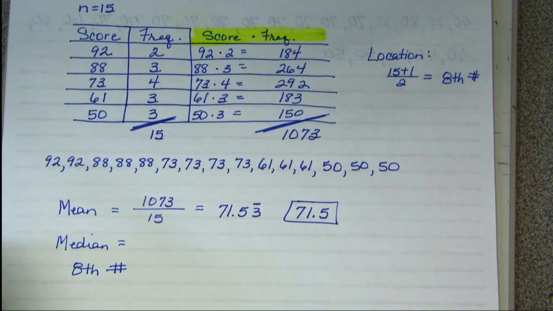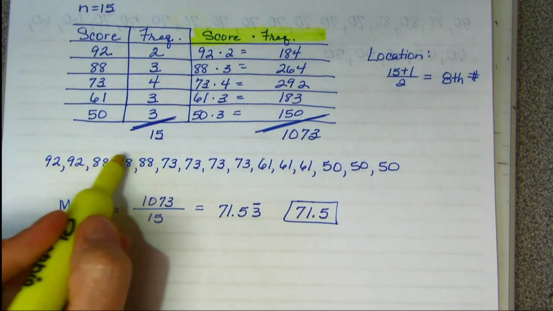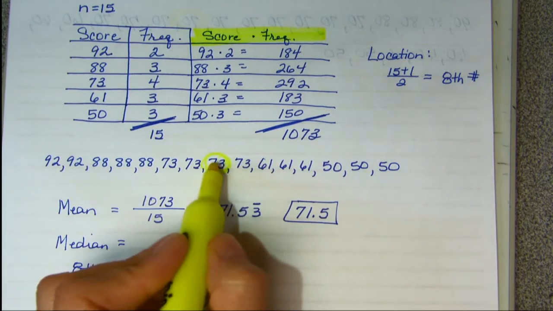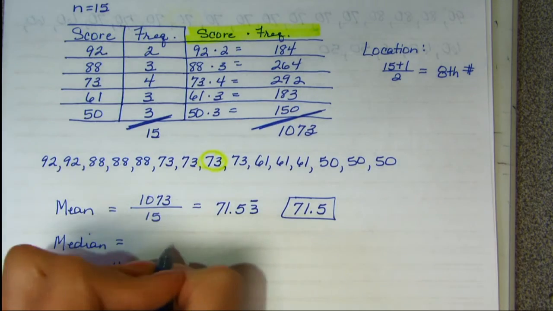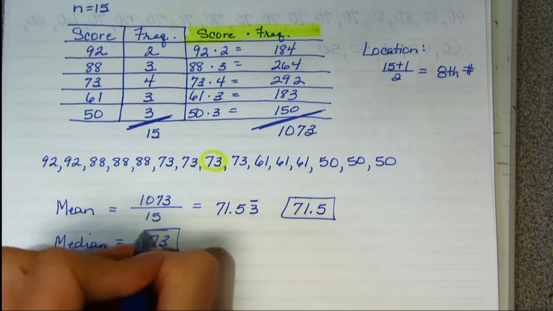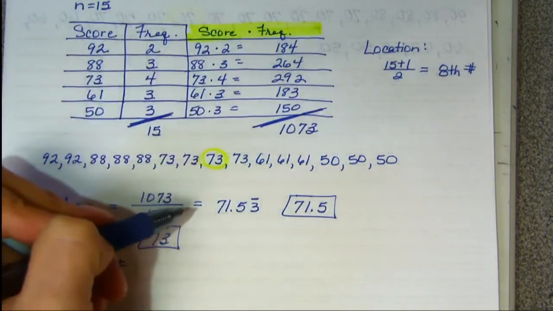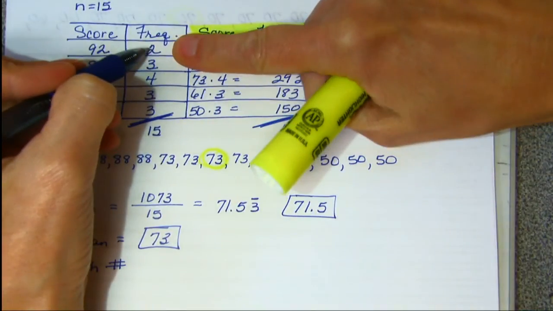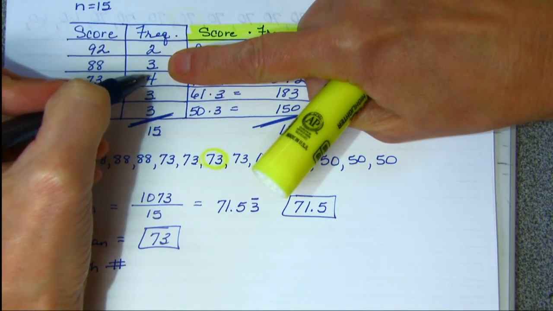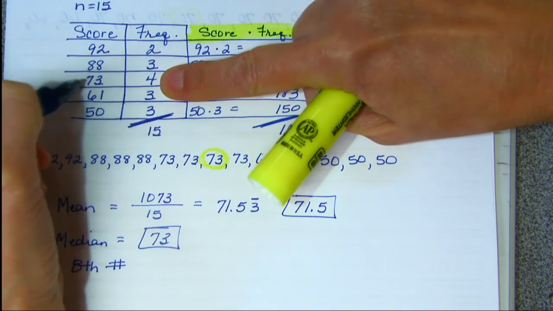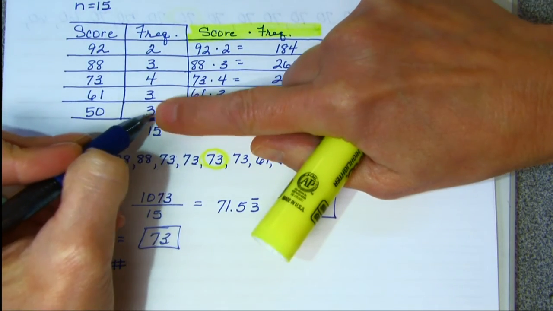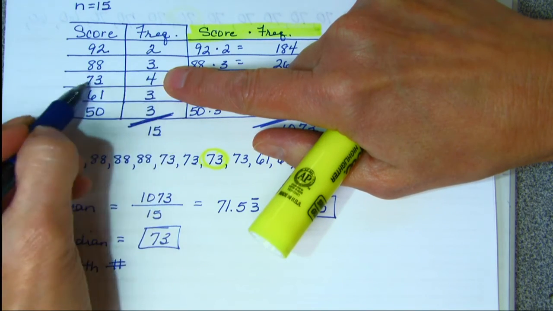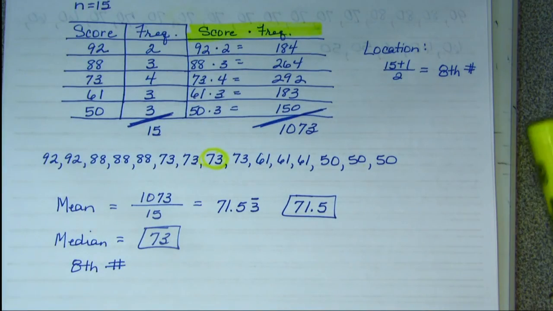All right, well from here, 1, 2, 3, 4, 5, 6, 7, 8. And as long as you have them in order, it doesn't matter which direction you go because it's the middle number. So we know our answer to be 73. If I looked at it here, the 8th number, whether I started from the top or the bottom, it doesn't matter. So if I went 2 plus 3, that's 5, 6, 7, 8, 9. I hit the 8th number, it's 73. Or if you started at the bottom, 3 plus 3 is 6, 7, 8, 9, 10. You hit the 8th number in here, so it tells me that my median is 73.